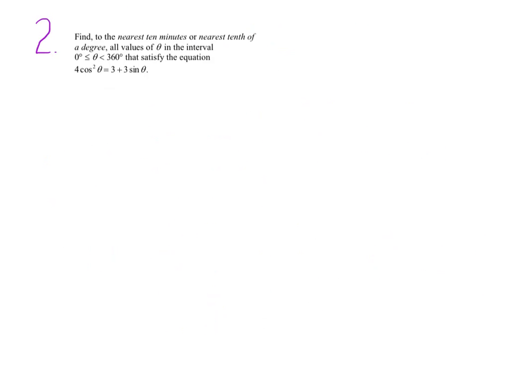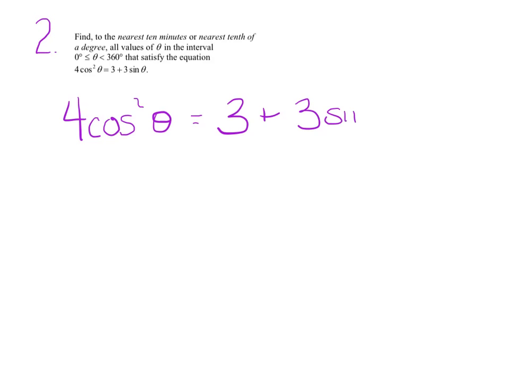Number 2, find to the nearest 10 minutes or nearest tenth of a degree all the values of theta in the interval 0 to 360 that satisfy this equation. Okay, so what do you have to pay attention to again? Make sure 99% of the time all of those trig values are the same. Okay, and are they the same? Well, no. And remember, our trick was we can usually get rid of the term that is squared. So go ahead and just box the squared term in.